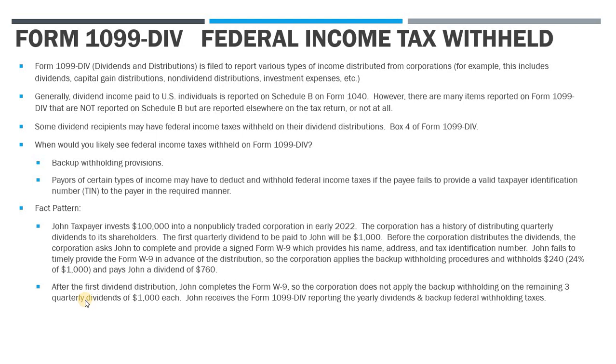So the first distribution that John got of $1,000, he only actually received $760, and that's because the corporation applied the backup withholding rules and kept 24%, or $240.